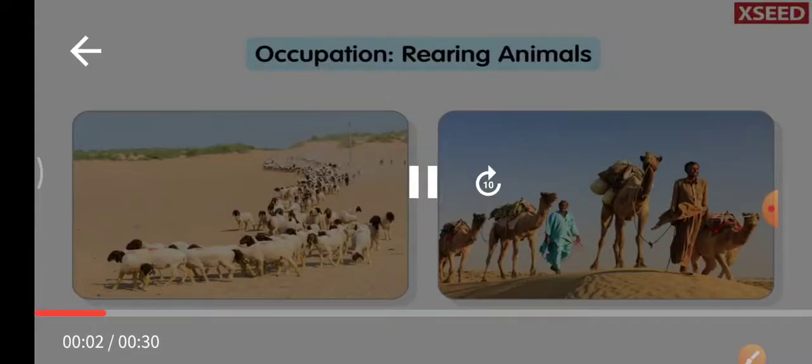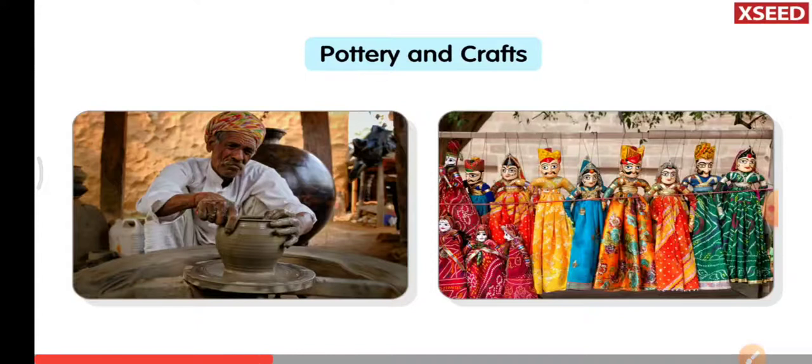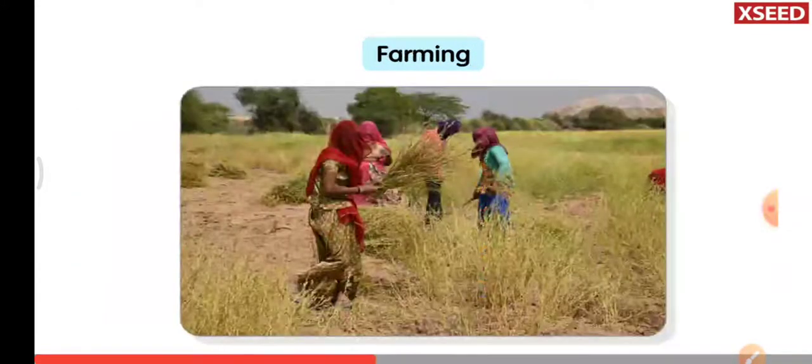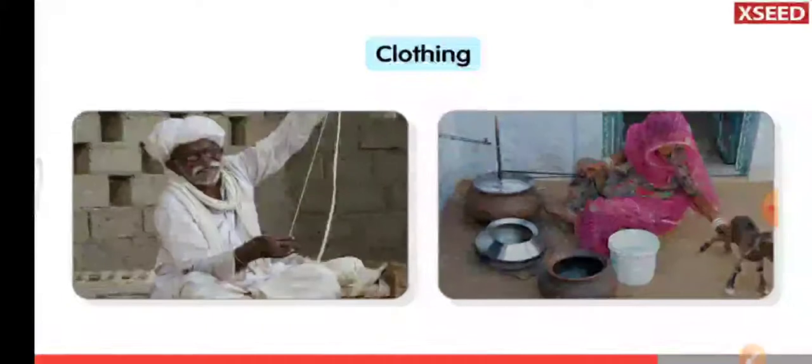People of the Thar desert rear goats, sheep and camels. Some make pottery and crafts, and some grow crops. They eat roti made of millets that grow there, and wear cotton clothes in the summer and warm clothes in winter.